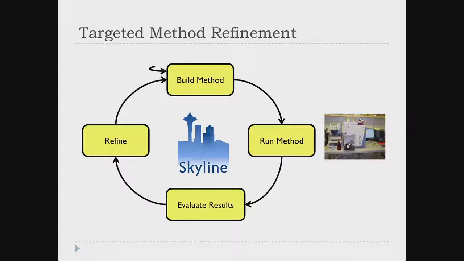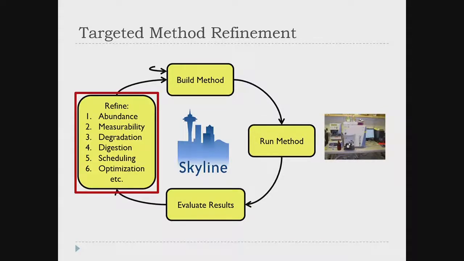So this might be targeting something, or you can use DIA to prime this targeted method refinement cycle. Then run the method on the mass spectrometer, evaluate the results, and then you might refine your method. And in this refinement, you might be doing one of these growing number of exercises, and you can apply this to DIA data to do more targeted DIA, which will give you more precise measurements.